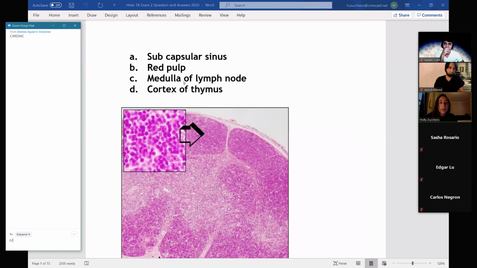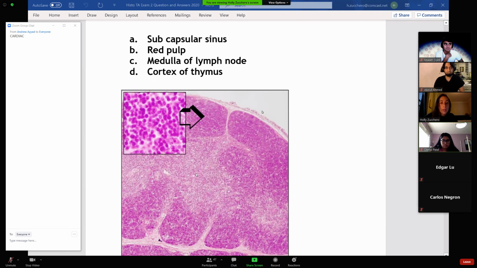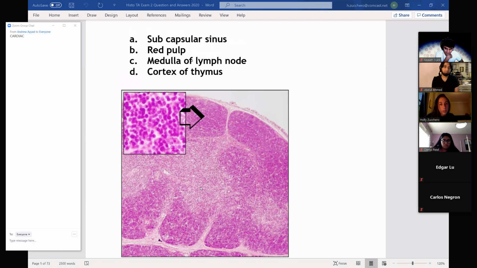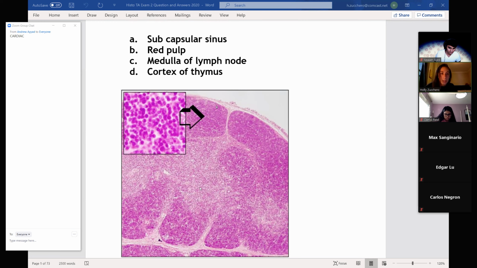Okay, so first of all, does anybody know the answer to this question? Is it D? It is D. So we are looking at the thymus, and we are in the outer portion, so that would be the cortex. It's not a lymph node. Red pulp, where is that located? Which organ? The spleen. So obviously you can rule that out because we are not in the spleen. And then it's not the subcapsular sinus because we are on the outside here.